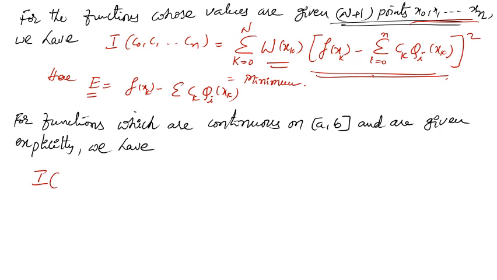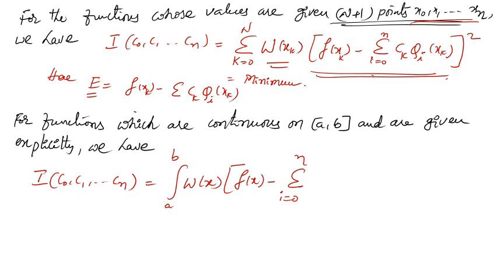If the function is given, then what is the formula? Integral over the domain a to b, the weight function multiplied by f of x minus summation i equal to 0 to n ci into phi i of x, this whole square dx. This I value should be minimum.